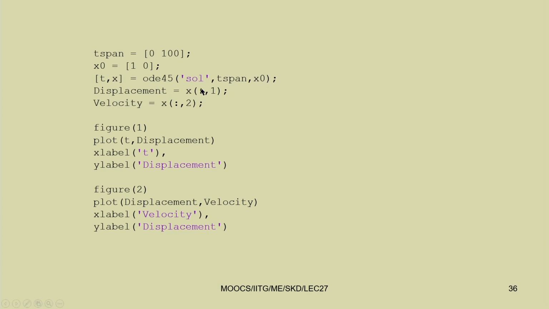So, the displacement can be stored in column 1 of x, and the velocity is stored in column 2 of x. You can plot t against displacement. For the phase portrait, you can plot velocity against displacement. Here it is written slightly wrongly: the y label is velocity and the x label is displacement. So, you can plot this way.